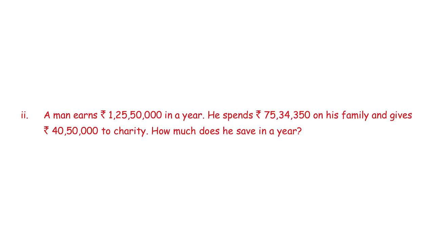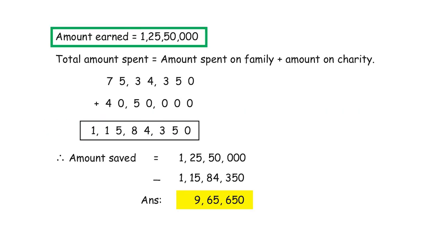A man earns 1 crore 25 lakh 50,000 rupees in a year. He spends 75 lakh 34,350 rupees on his family and he gives 40 lakh 50,000 rupees to charity. How much does he save in a year? The first thing to write is what has been given. Amount earned is equal to 1 crore 25 lakh 50,000 rupees.